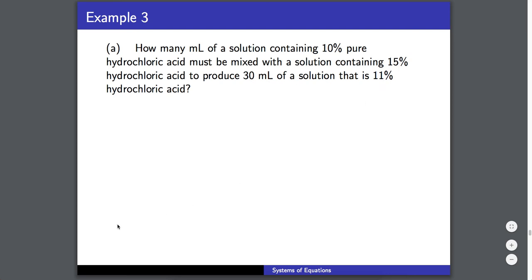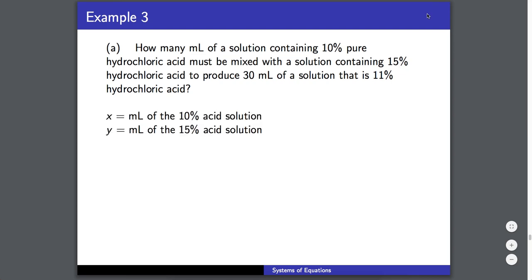So I guess we can think of it as we're mixing in 10% hydrochloric acid to soften the percentage of this solution's 15% hydrochloric acid. So let's say X represents the number of milliliters of the 10% hydrochloric acid, and then we'll let Y equal the number of milliliters of the 15% hydrochloric acid.